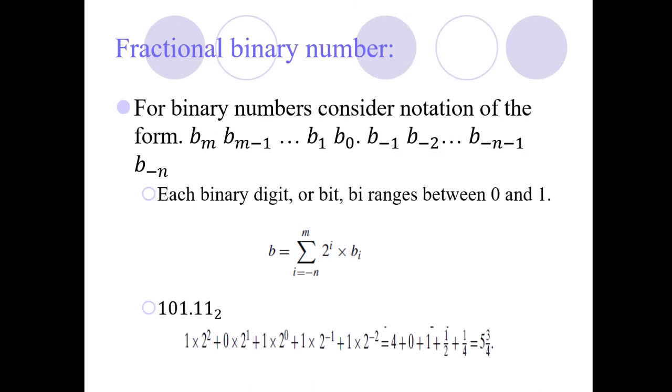So the binary numbers are considered in notation of the form b_(m-1) up to b_0, dot, this is the fractional part, b_(-1), b_(-2) up to b_(-n). So each binary digit b_i ranges between 0 and 1.